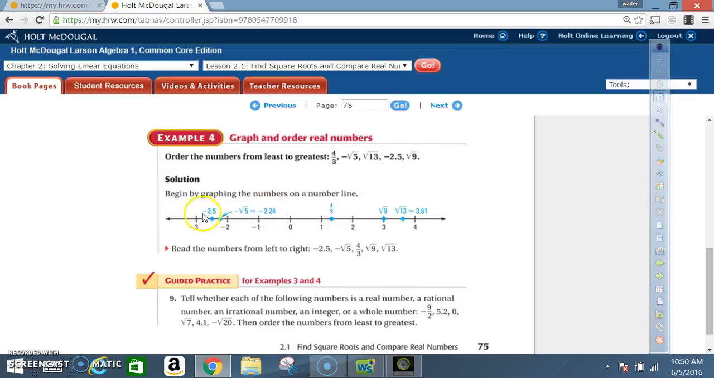Okay, so negative 2.5 will sit here. The negative square root of 5 is equal to negative 2.24, so that's there. 4/3 is really saying 1 and 1/3, so that's right there. The square root of 9 is 3, that's there. And the square root of 13 is approximately 3.61, and that's going to be right there. So when you put them in order from least to greatest, you get negative 2.5, the negative square root of 5, 4/3, square root of 9, and square root of 13.